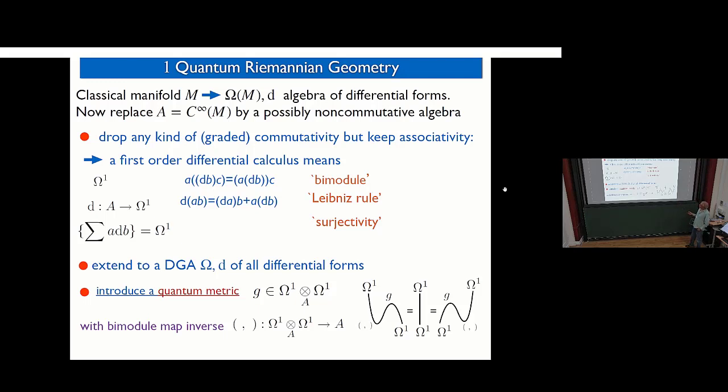Now, of course, that's just one form. Usually, you can take a kind of product of one form and generate a differential graded algebra for all the higher forms. We don't need that too much. Then we're going to do some metric. So a metric is an element of omega 1 tensor omega 1.